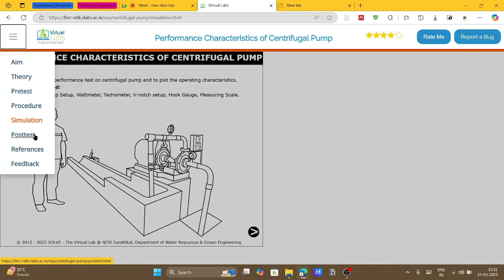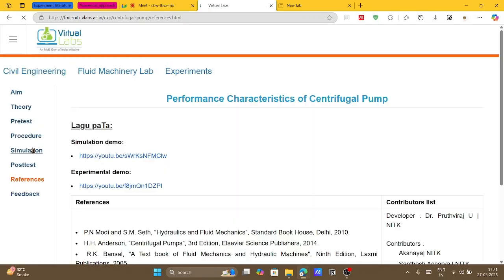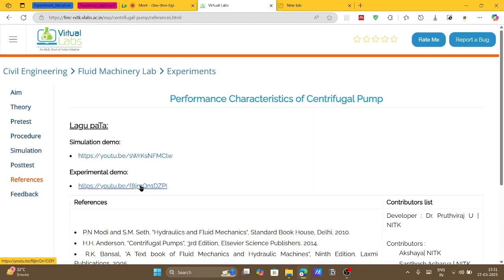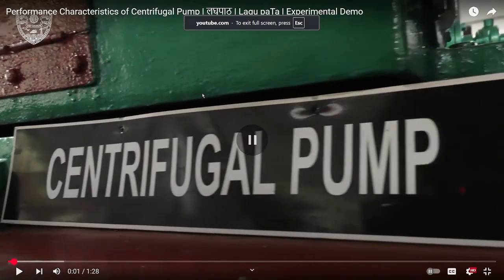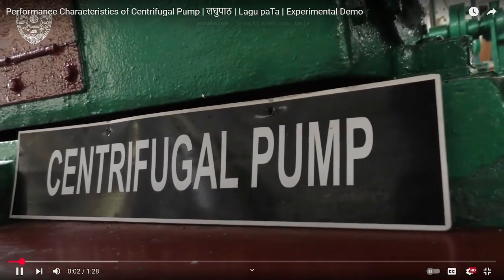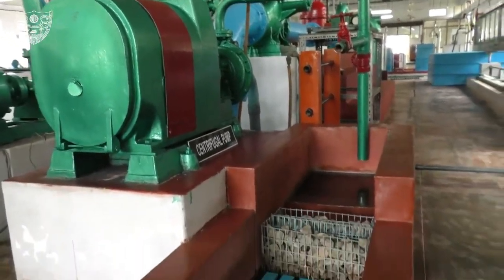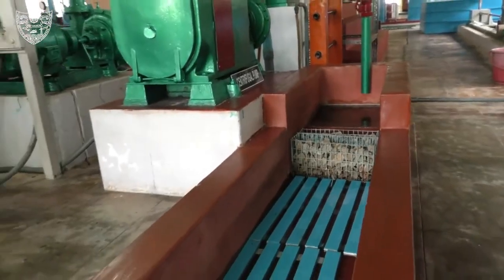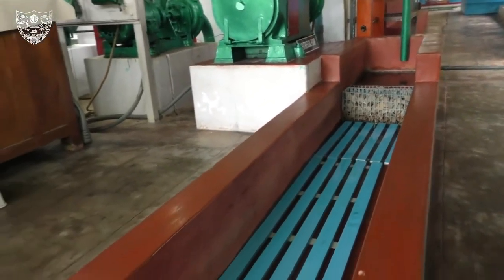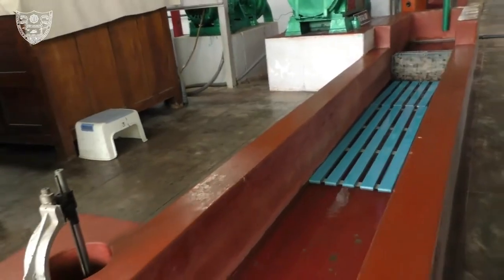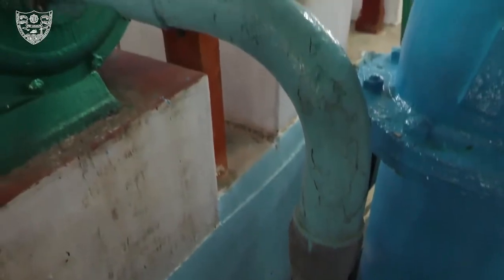So before going to the simulation, let's first refer to the actual experimental setup. How does it look like? Centrifugal pump. This is the experimental setup. The objective of this experiment is to conduct a performance test of a centrifugal pump and to plot the operating characteristics.